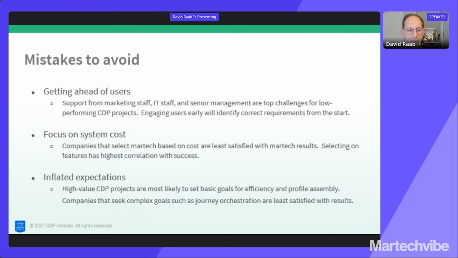So what's the right type of CDP? What are mistakes to avoid? Here's some things that we see people doing that they really shouldn't do. They get ahead of their users. We see in our data that lack of support from marketing staff and IT staff and senior management are the top challenges for people whose CDP projects are still underway or still struggling a bit.